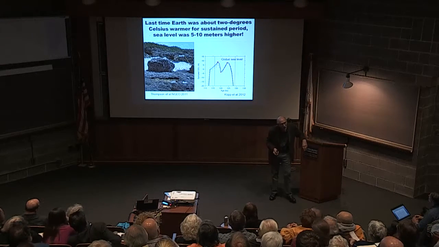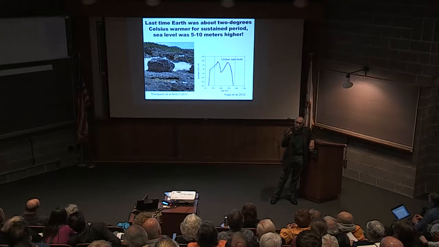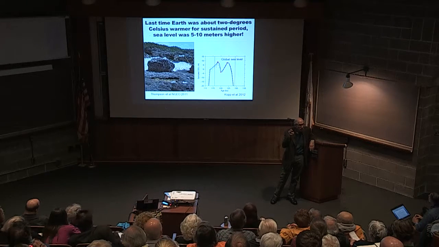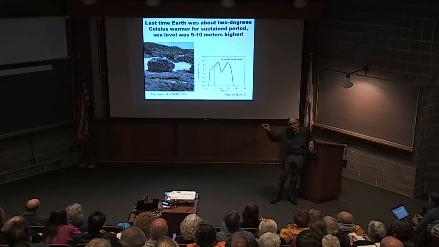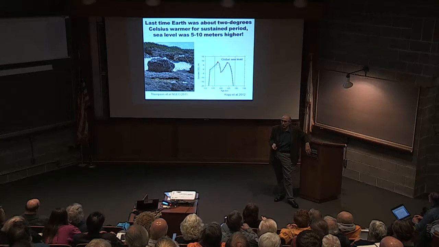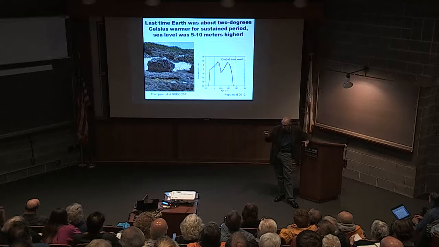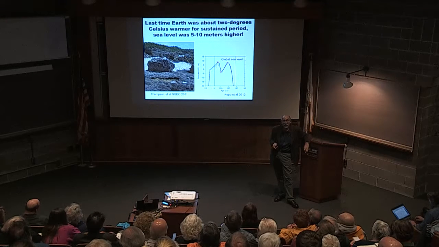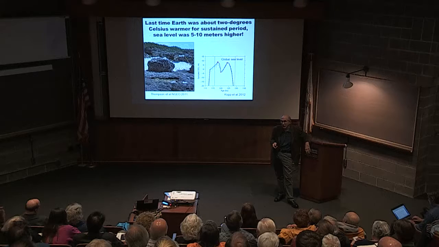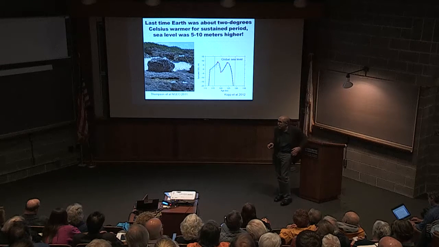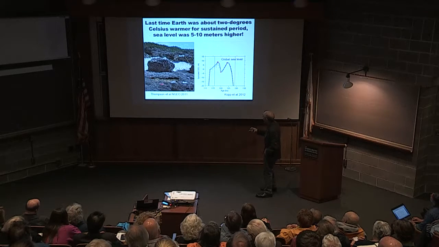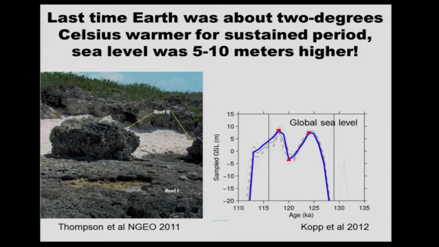is the last time Earth was about 4 degrees Fahrenheit warmer than today, which is about how warm we think it'll get by middle to end of this century in the medium scenarios. Sea level was 5 to 10 meters higher than today. The way we know that is we look at these ancient coral reefs. Remember, I told you coral reefs grow up to be near the sea surface. So when the sea level rises, these coral reefs grow up, and then when the sea falls, they're exposed.